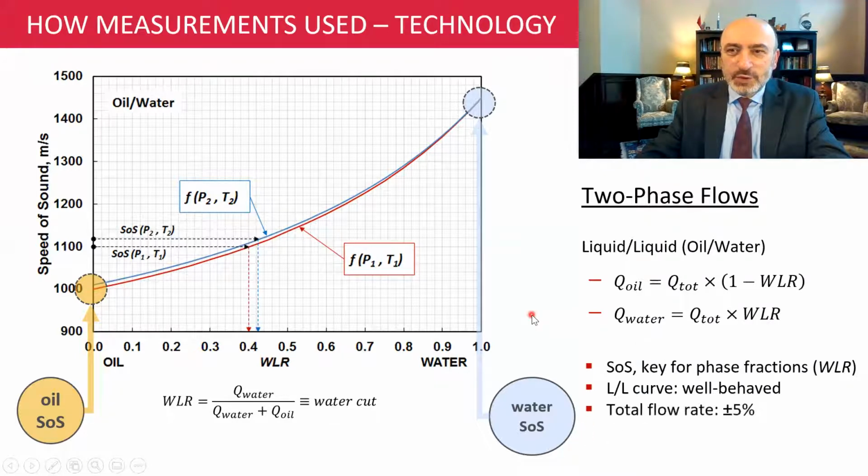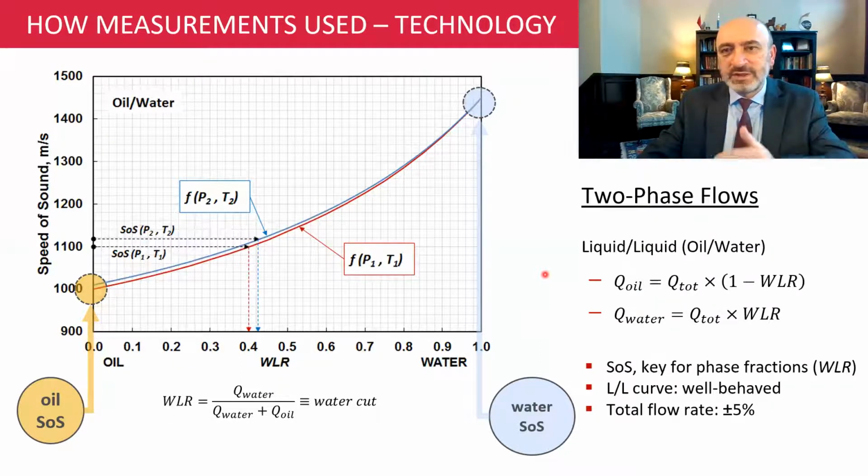So let's talk about the performance. The total flow rate uncertainty of this two-phase system is plus minus 5%. And also the phase flow rate uncertainties are about the same, plus minus 5%. But that is for the initial installation of the flow meter. Once the flow meter is in the well, the performance can be improved at the steady state production of the well.